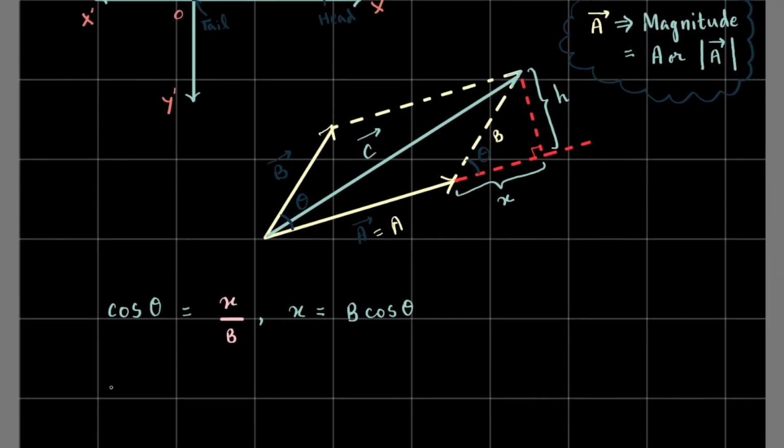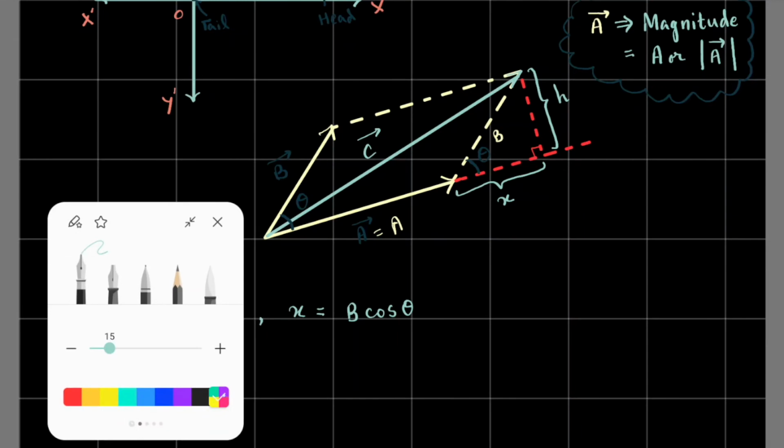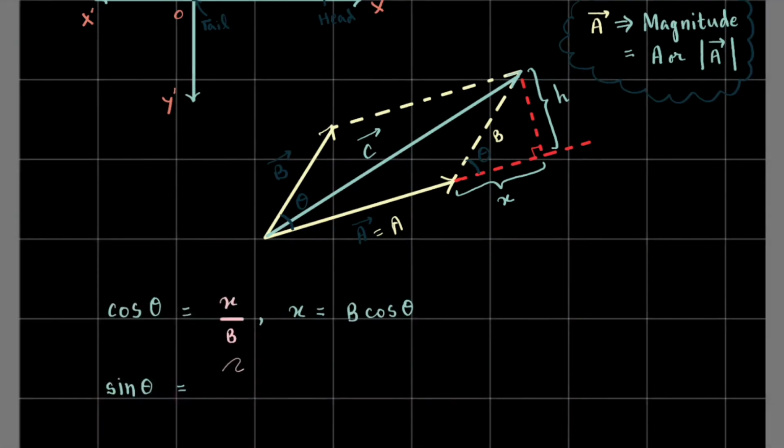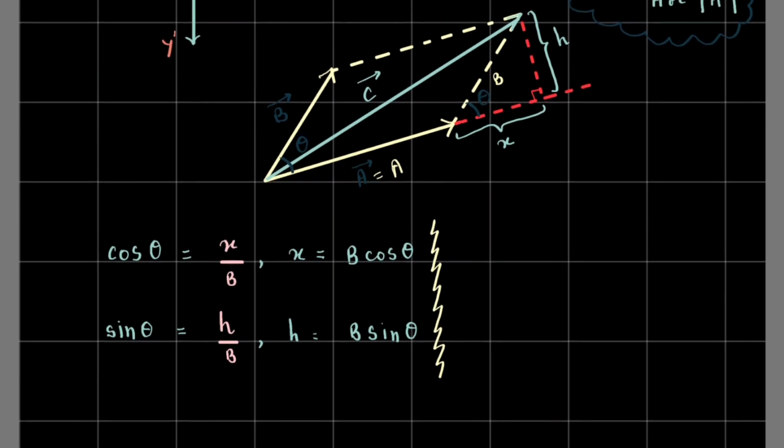Now let's move on to another important quantity, that is sine of theta. What do you think this is going to be? It's h by b, right? Pretty simple. It's going to be h by b, or h equals b sine theta. Very easy, very intuitive. Okay, now let me just divide the page here because I want to continue on the other side as well, so as not to lose this diagram. This diagram is important.